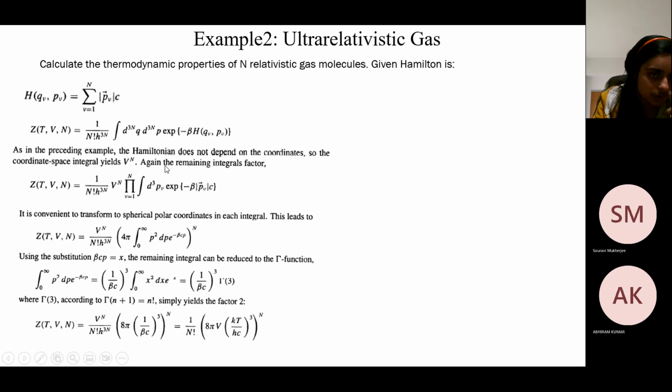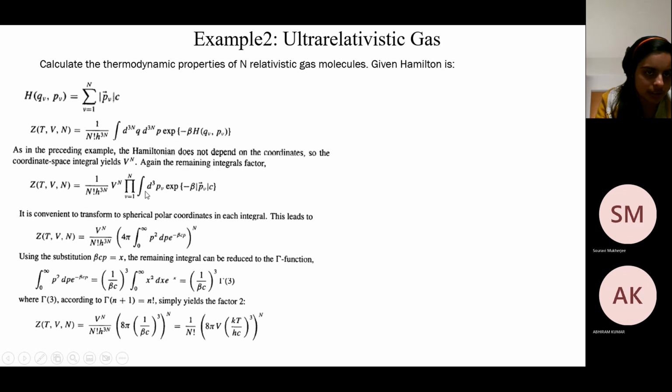Do you understand that? This is just similar to how you change from integration of dx dy dz to integration of 4 pi r squared dr. That's what has been done here. And then because you have n of them, you take the product of n such integrals, and so you have it to the power n.